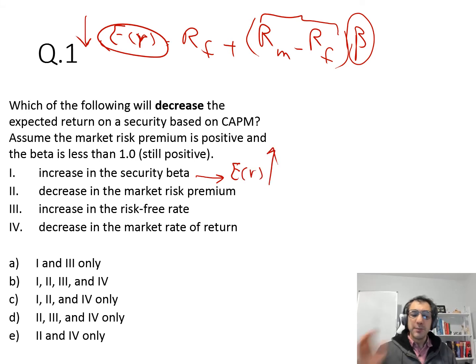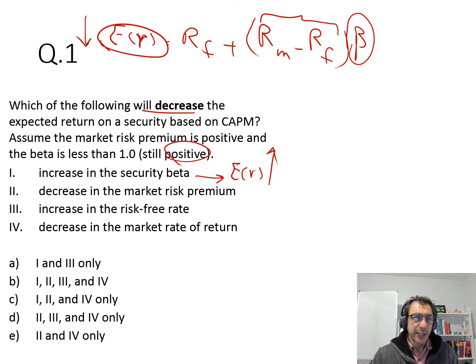So the beta and the expected return are moving in the same direction as long as the beta is positive. And this is the assumption which is mentioned here, the beta is positive. So statement one shouldn't be the correct statement because we're looking for the option which reduces the expected return.